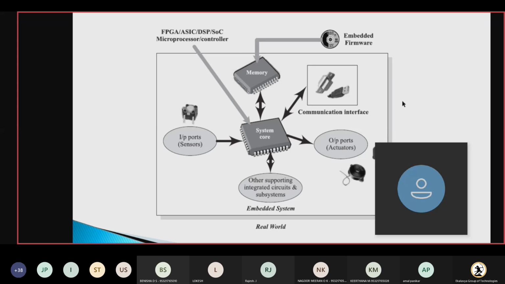Next, we have the memory, which holds the embedded firmware, where we write the program. All the program is loaded into the memory of the embedded system. Then we have a communication interface block. If the microprocessor needs to communicate with the outside world, we need the communication block. For example, a Wi-Fi connection is nothing but communicating with the outside.